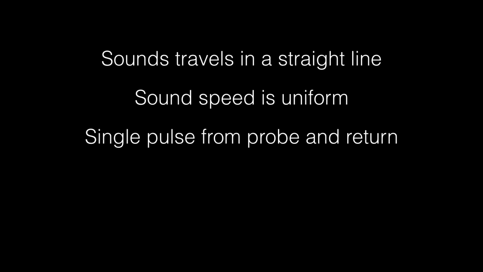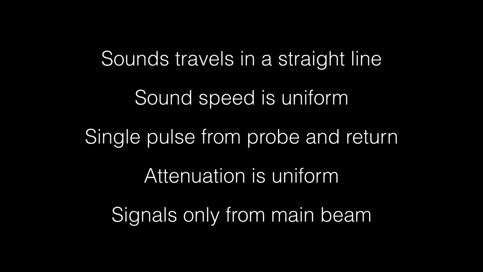Let's discuss some artifacts that you may run into as part of using ultrasound. Artifacts are based on several presumptions that the ultrasound machine makes, one of which is that sound travels only in a straight line, sound speed is uniform throughout tissues, a single pulse from the probe is emitted and returned. Attenuation is uniform, as signals only occur from the main beam of the ultrasound.